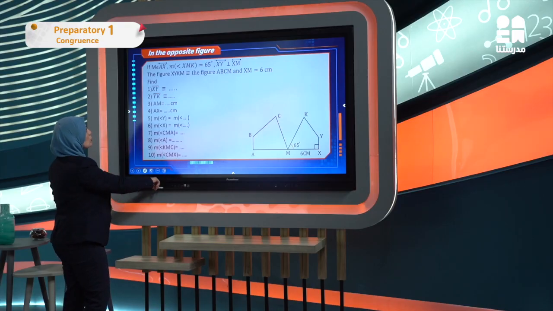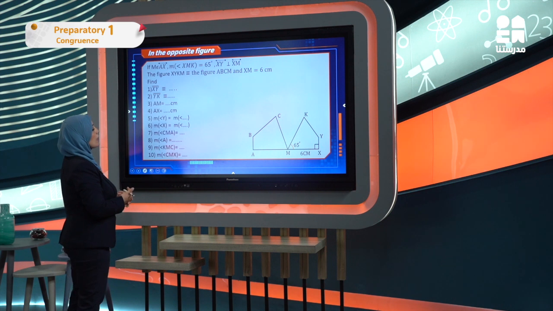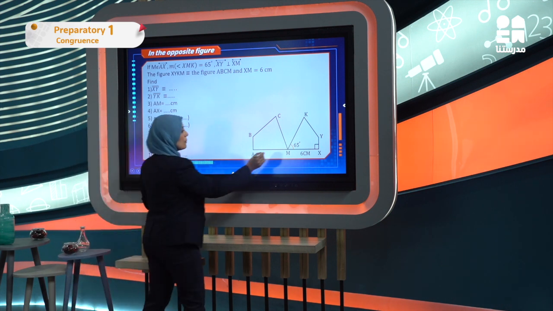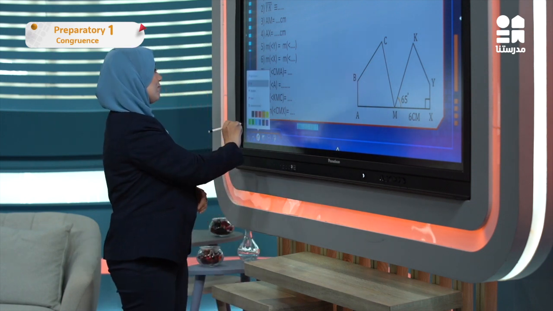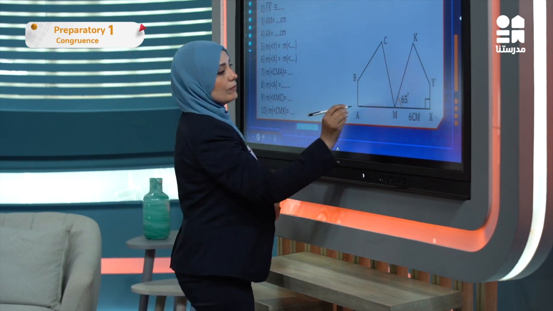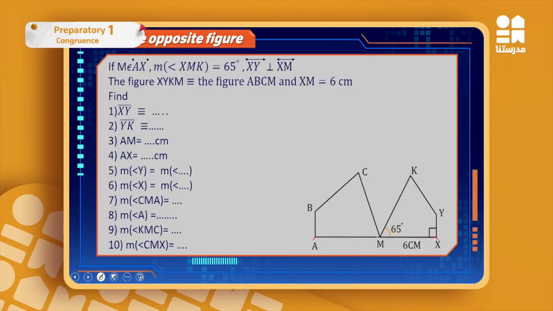If M belongs to the straight line AX, here we have M belongs to AX. This is AX, and here we have M in the middle. Then the figure XYKM is congruent to the figure ABCM, and XM is 6 centimeters. AM, it's written here, 6 centimeters.